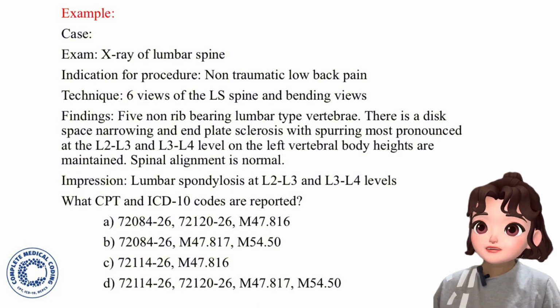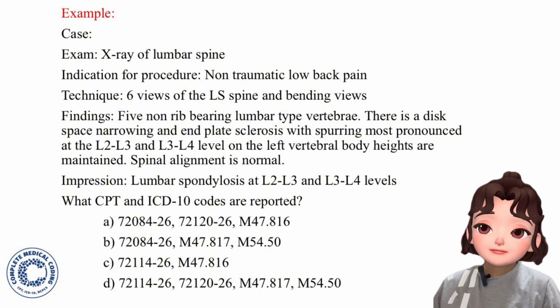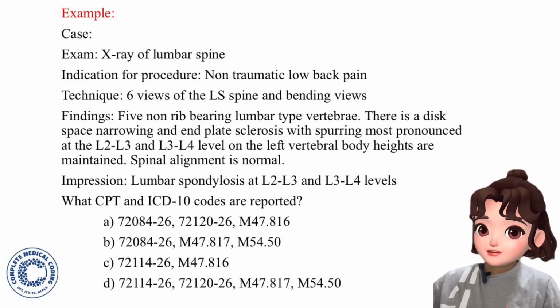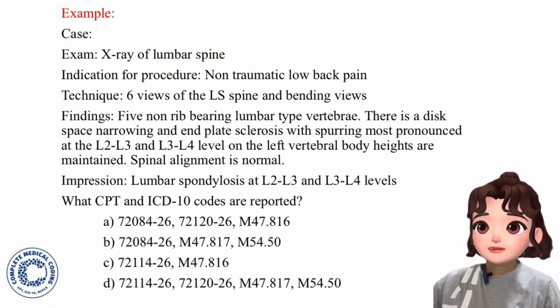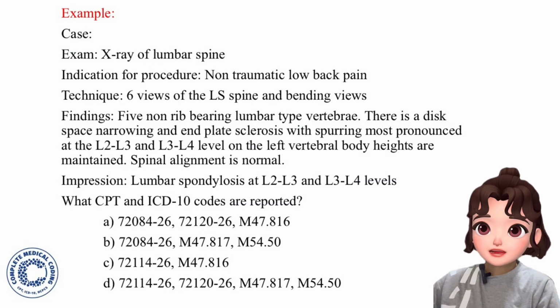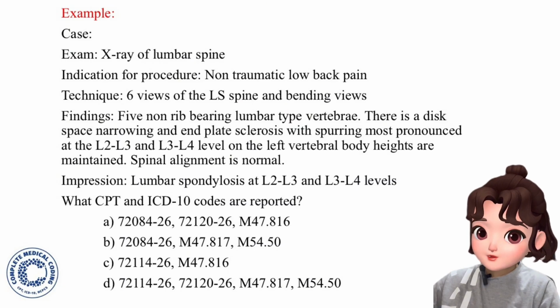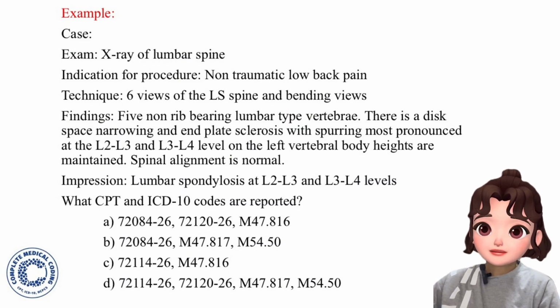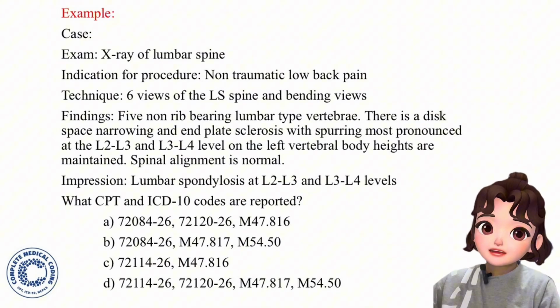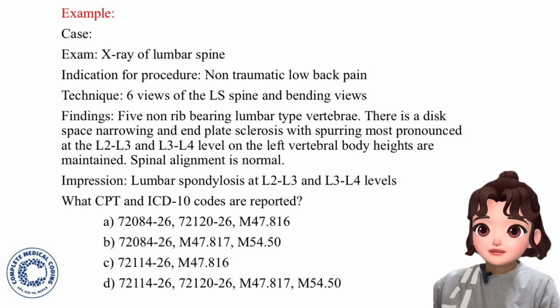Okay. Now diagnosis. What is the diagnosis here? Lumbar spondylosis. So let's find out the lumbar spondylosis code. What is M47.816? Yes, M47. Take the ICD, open the ICD code book. M47.816. It represents spondylosis without myelopathy or radiculopathy, lumbar region. Yes.